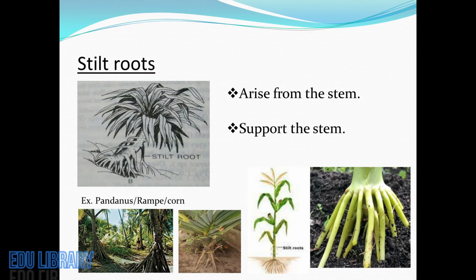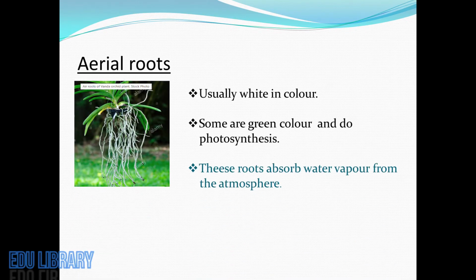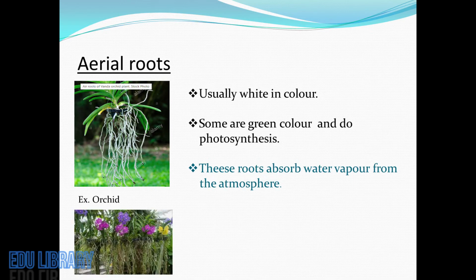Did you know corn also has stilt roots? Here I have given you a side view image of a corn plant with stilt roots, and the image beside it is a real close-up image of stilt roots in corn plants. Aerial roots. Usually white in color, some are green and do photosynthesis. These roots absorb water vapor from the atmosphere. Example: orchid.